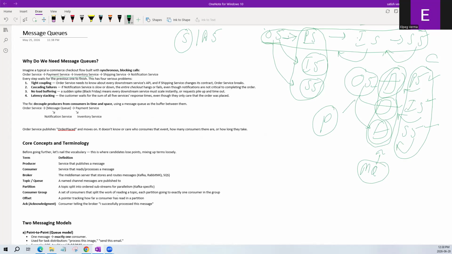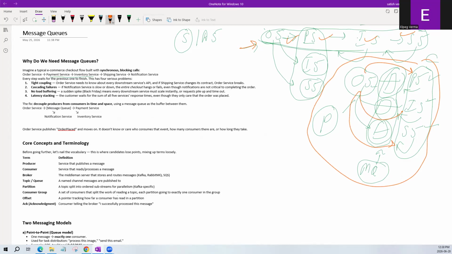So this one was async, like tightly coupled. Every service depends on each other. This diagram was for the tightly coupled one. This was the decoupled one. This is not dependent. Order is not dependent on payment. Order is not dependent on inventory. Meaning inventory is not dependent on order. Payment is not dependent on order. Like this. Okay.